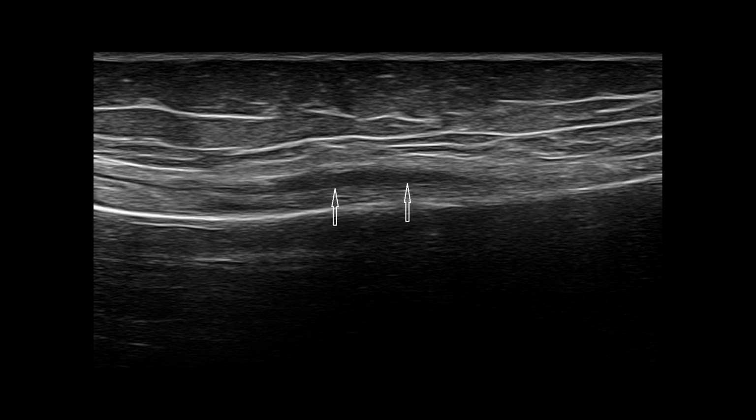In this example, the probe orientation remains the same. The tendons of the Pes Anserinus are again visualized in cross-section. However, the tendinopathic changes are no longer confined to the Gracilis tendon only. Both the Gracilis and the Semitendinosus tendons demonstrate focal thickening and reduced echogenicity.